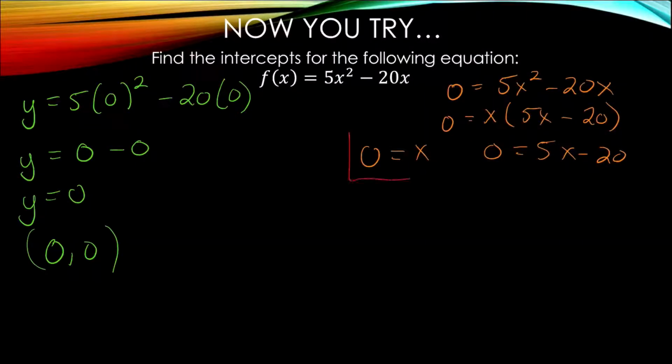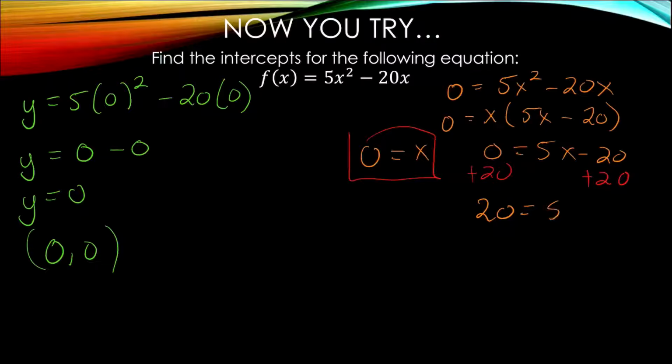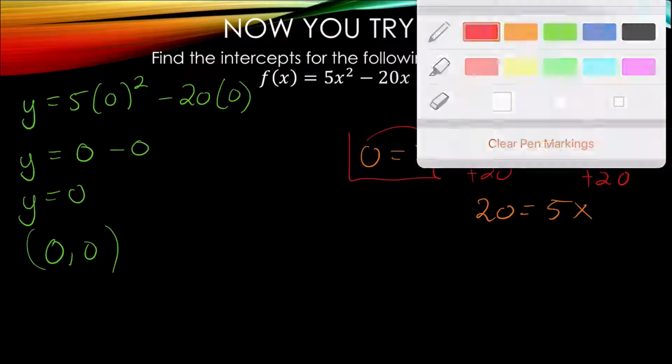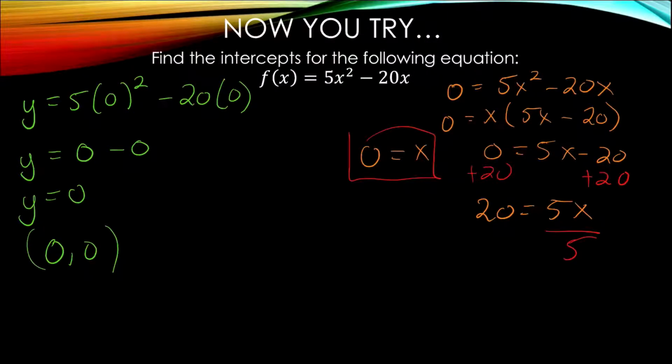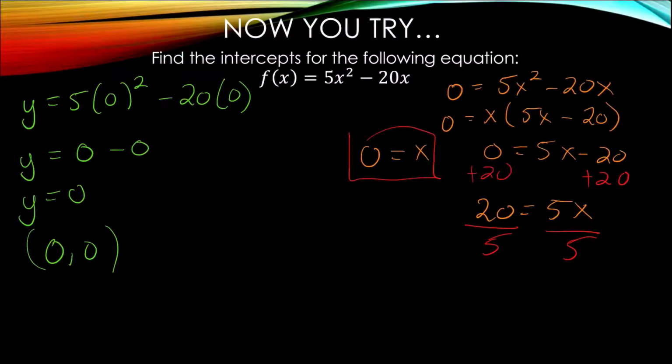Okay. So I get 0 equals x, so that's one of them. And the next one, we're going to add 20 to both sides. We get 20 equals 5x. Then we're going to divide by 5. We get 4 is equal to x.